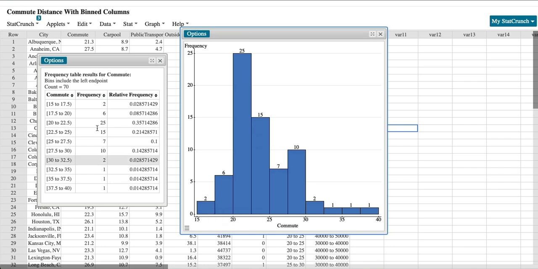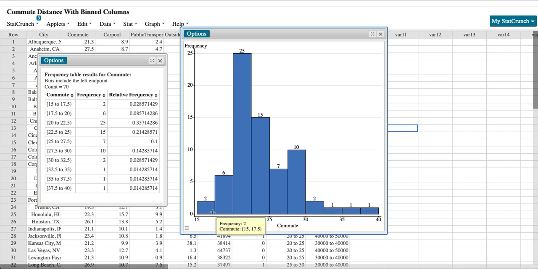So the first bin from 15 to 17.5 is here. This is our first rectangle. It has a height of 2. The second rectangle has a height of 6, and then a 25, and then a 15, and so on.